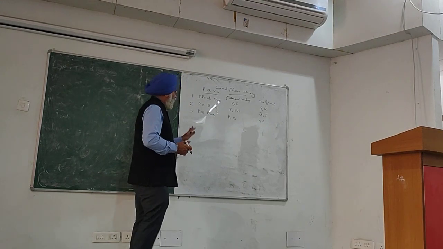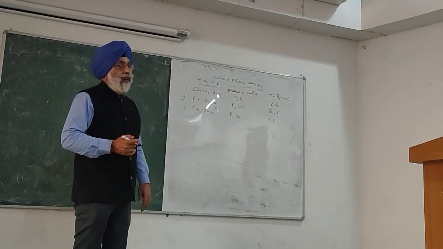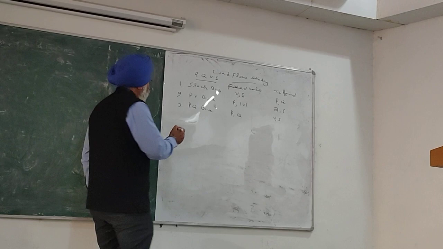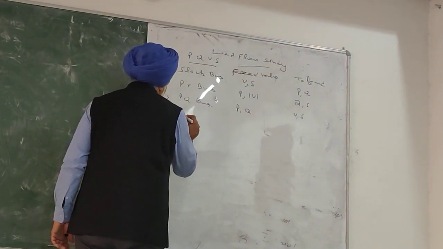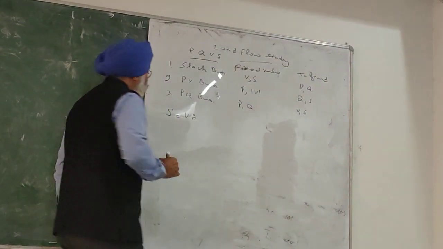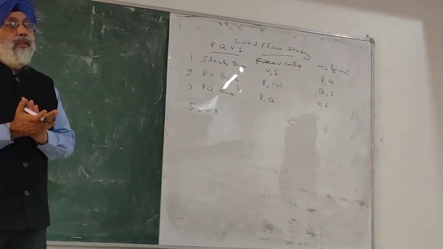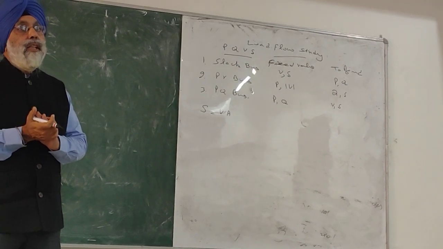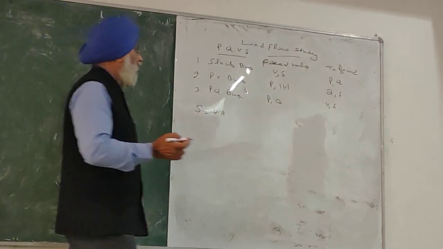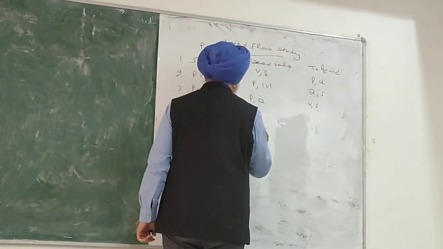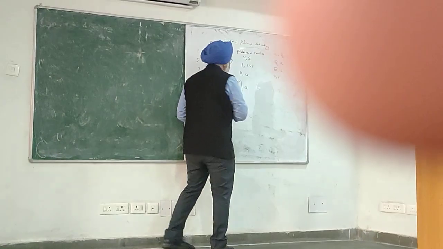We have studied that our complex power is given by V into I conjugate, which we call the apparent power. Also, in earlier classes we have seen the power triangle. It's like this: this is your real power, this is the reactive power, and this is the apparent power.